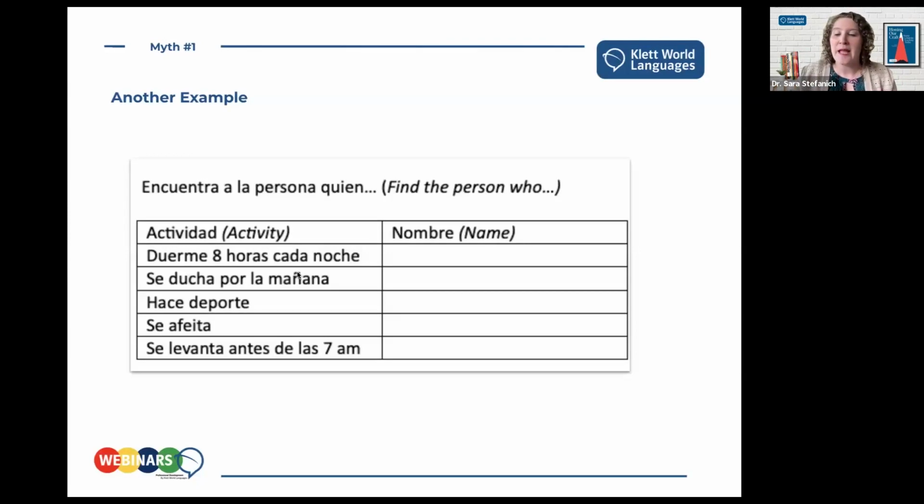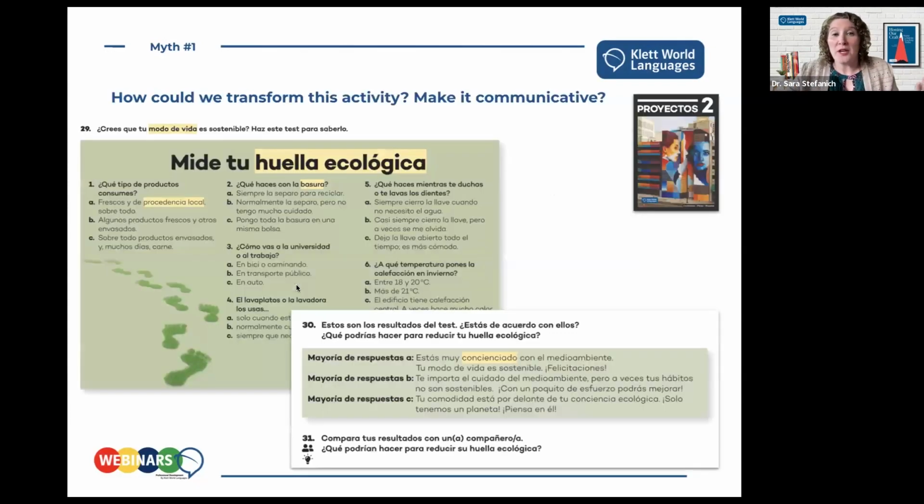And so our question then becomes, well, how can we transform these activities, making minimal changes to them, that set the pathway for these activities to be more communicative in the classroom with our students? So returning to that first example of the back and forth Q&A, I actually wrote those questions out of this survey, which comes from Proyectos Dos, a book that I've taught with.